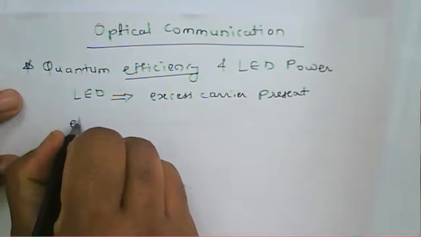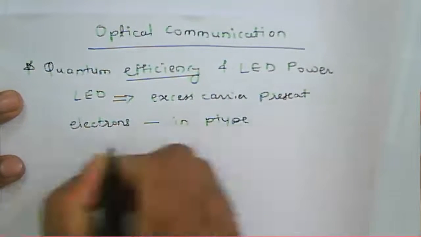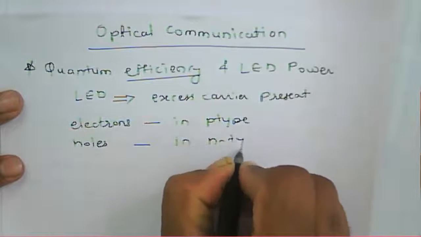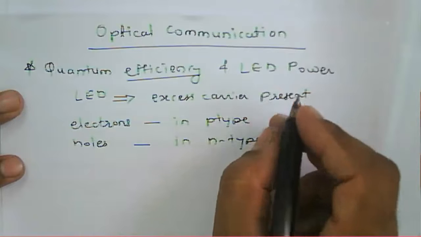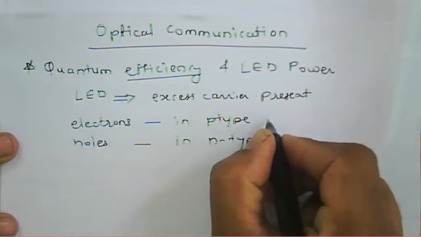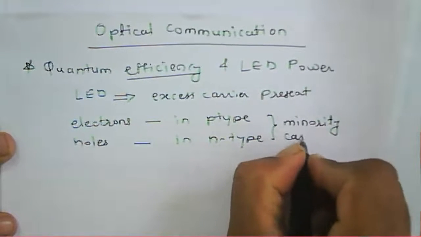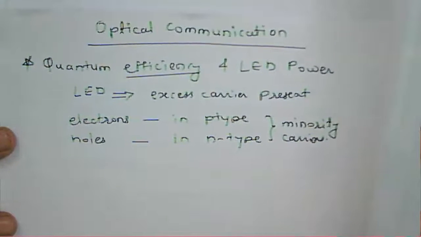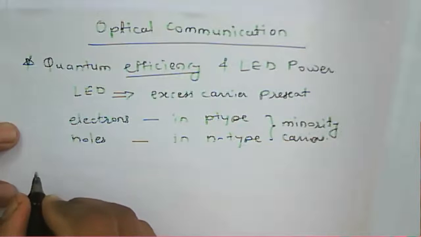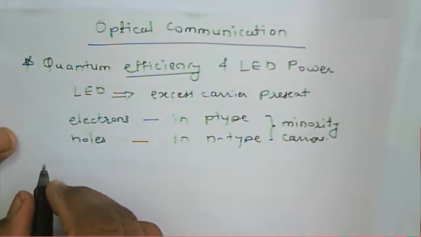Now in general we say that electrons will be in the p-type and holes will be in the n-type, and these are nothing but excess electrons and holes present in the p-type and n-type material, and these are referred to as minority carriers. These are the minority carriers that will be created in a semiconductor material or a semiconductor diode by carrier injection at the device contact.